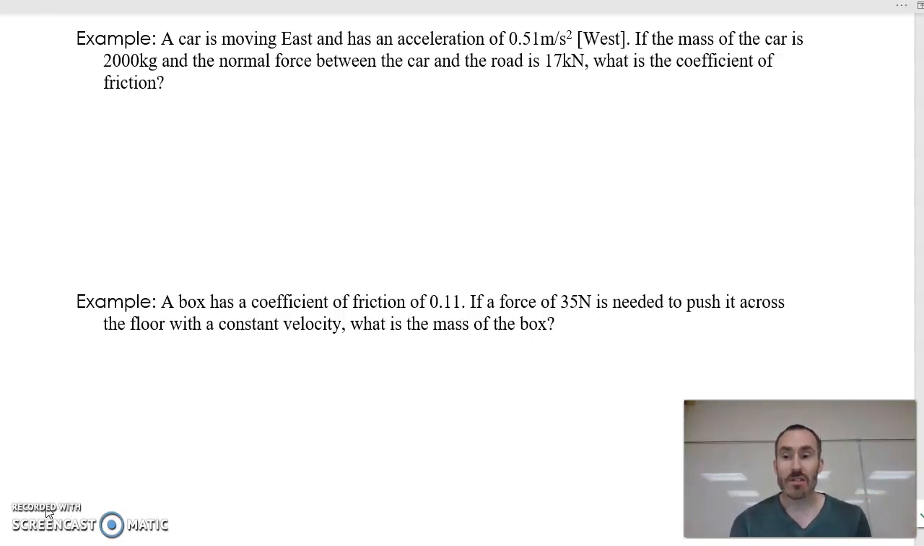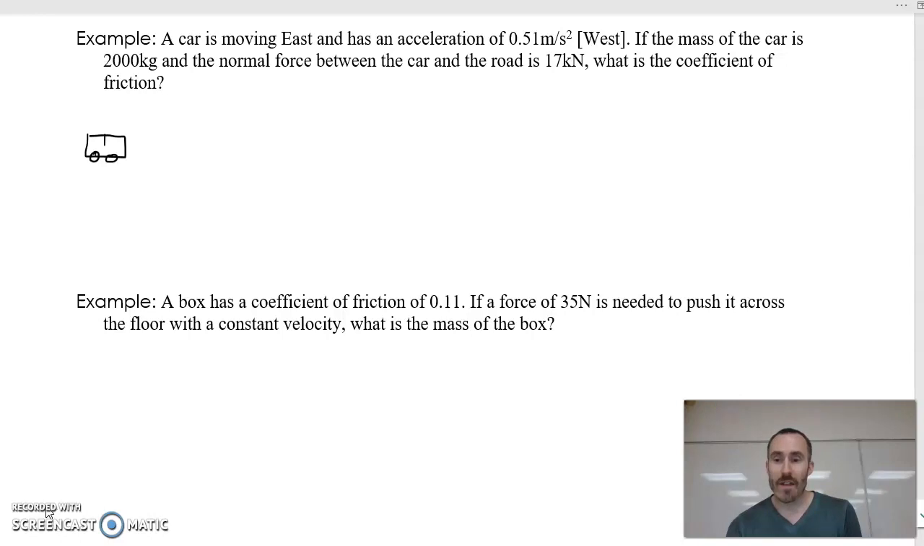If the mass of the car is 2,000 kilograms and the normal force between the car and the road is 17 kilonewtons, what is the coefficient of friction? So let's do a free body diagram over here. Free body diagrams are a wonderful idea in pretty well every circumstance. Your free body diagram does not need to have wheels, but even so, it will.